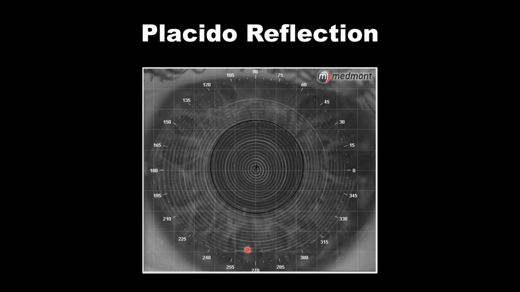Well, let's look at the placido and let's verify that we have good ring reflection. And you're seeing that from the center to the periphery. We're seeing excellent reflection of the rings. They all appear parallel and there isn't any obvious signs of ring jam or distortion.